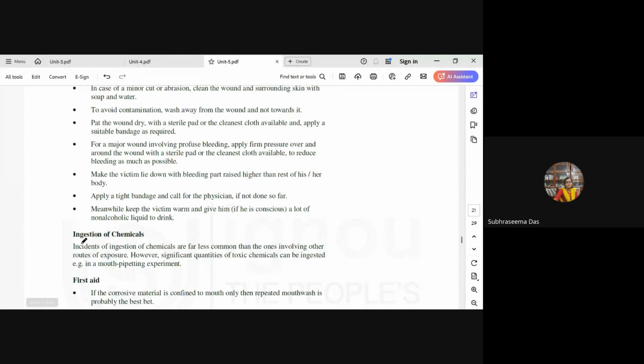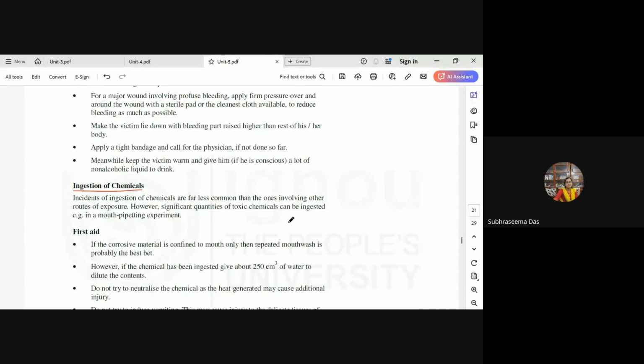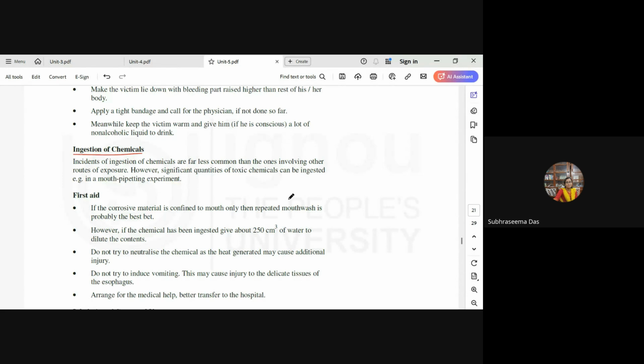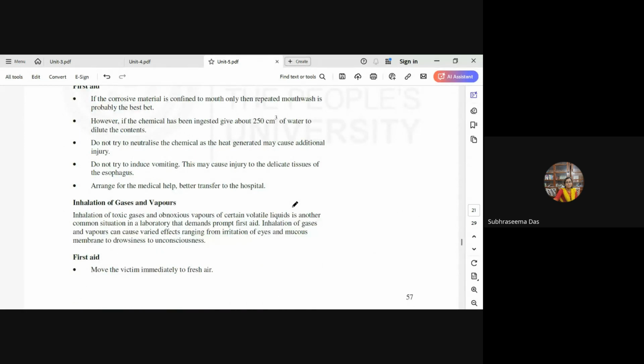Suppose while working in a lab we come across the ingestion of chemicals. This is less common, but the possibility sometimes occurs when we are pipetting by mouth. So the ingestion of chemicals might occur. If the material that we have pipetted is corrosive, then repeated mouthwash with water is best. However, we should not try to give any chemical to neutralize the effect of the material. Then we should immediately rush for medical help.